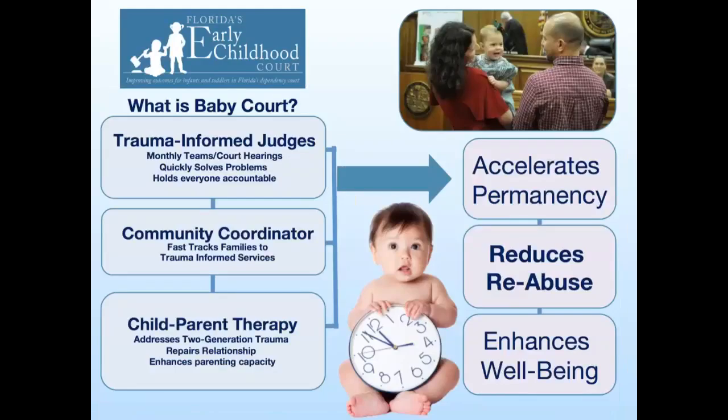So what is it? We like to call it a 3-legged stool, or really 3 key components, although there are others. But the first is really having a trauma-informed judge. And then a community coordinator who fast-tracks services, and then the child-parent therapy that's really addressing both the parent and the child's needs. And together, this combination of services accelerates permanency, reduces reabuse, and enhances well-being.